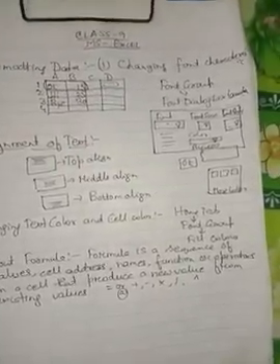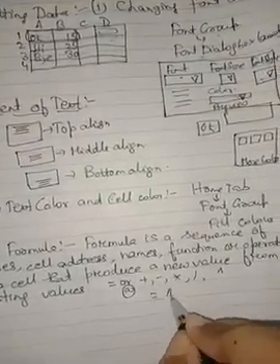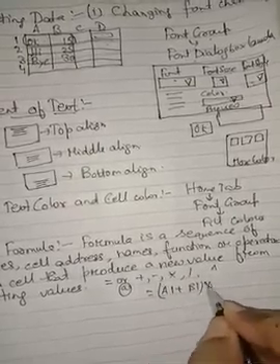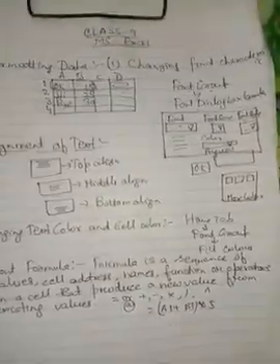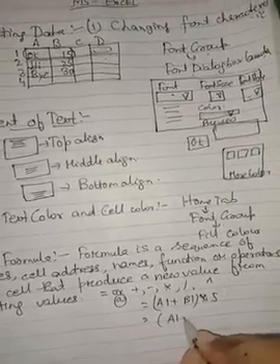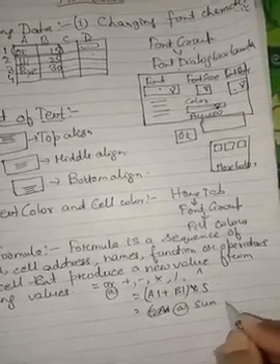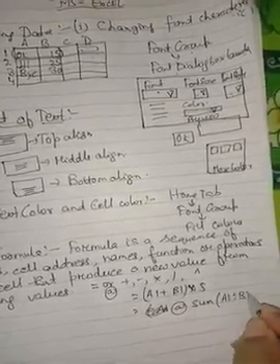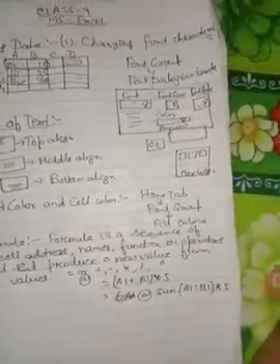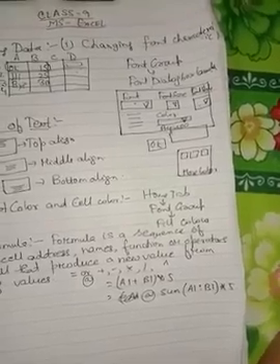Different types of formula examples can be given over here, like equals A1 plus B1 multiplied by 5. Or we can also write it in this way, at sign SUM A1 colon B1 multiplied by 5. So in this way we can also write it. The result of the formula is calculated on the basis of the BEDMAS rule.